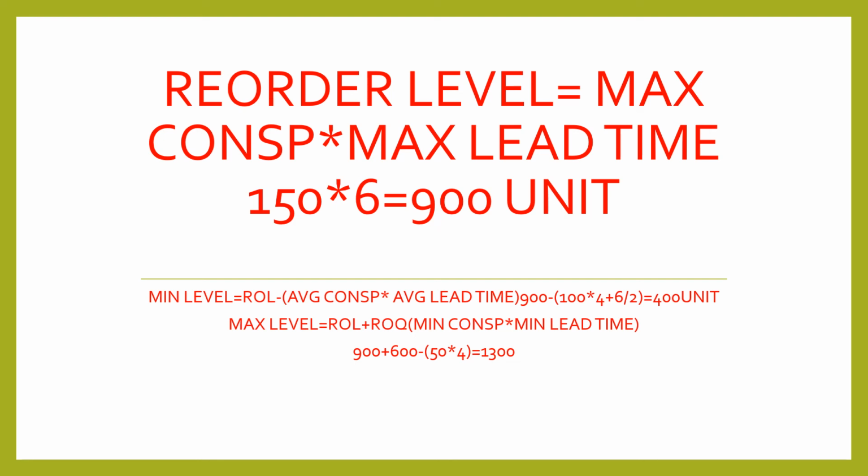Next comes the maximum level. The formula is reorder level plus reorder quantity minus minimum consumption into minimum lead time. The reorder level we first got is 900, and the reorder quantity given in the sum is 600, minus minimum consumption, which is 50, into minimum lead time. So we do the multiplication between minimum consumption and minimum lead time. By calculating the whole thing, we get 1300 units as the maximum level.